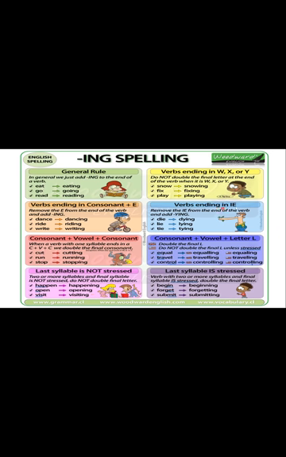Verbs ending in IE. Verbos que terminan en IE. For example, die, lie. Remove the IE of the verb and add Y, I, N, G. Dying, lying.